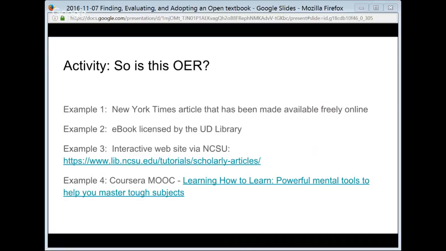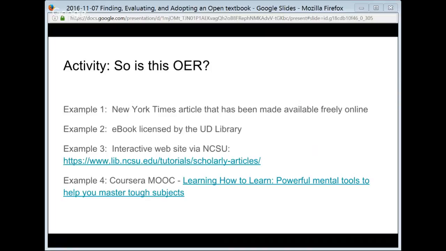So those are the 5 R's, and I think it's helpful to look at a few examples. I'll just do a few of these, in the interest of time. If you think of using the 5 R's as a lens, you can determine what would really fit this bill of an open educational resource. So if you think about a New York Times article that's free online, how is that an open educational resource, or isn't it?